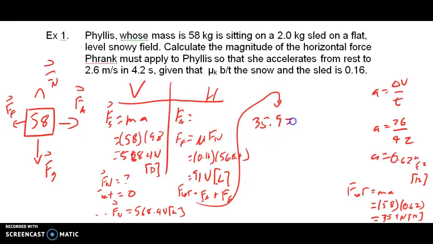So if we know that this is going to be 35.9, and we're trying to figure out the force applied, now I can't simply just add 91 newtons. Why is that? Because the net force is to the right and the friction is to the left. So therefore I'm going to subtract this value. So therefore I can figure out that my force applied is going to be equal to 126.9 newtons to the right.